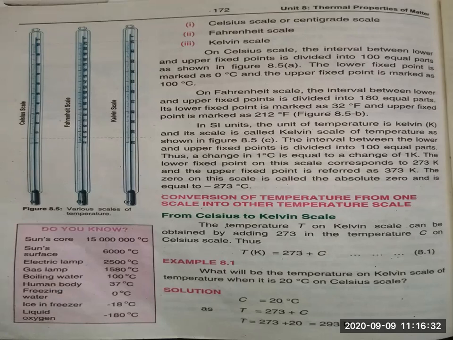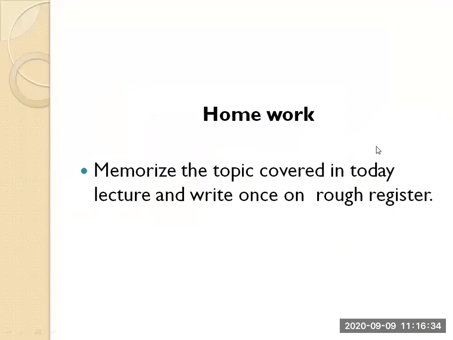Our homework will be to memorize the topics covered in today's lecture and write down a summary of it. This is for your practice. Memorize the definitions of heat, temperature and internal energy. You also need to memorize the topic we covered about temperature and thermometers, which is divided into Celsius, Fahrenheit and Kelvin. So this is your homework.